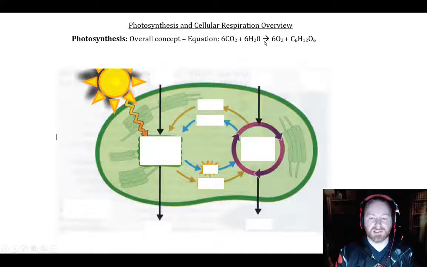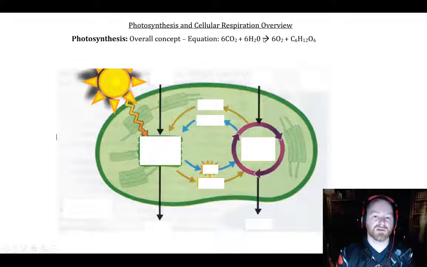This is a yield sign, so this is a chemical reaction. Here are the reactants. When they react together, they're going to give us the products. It's important to point out that you can't just put water and carbon dioxide together and have it give you these things. There are some other things you're going to need. First of all, you're going to need light.